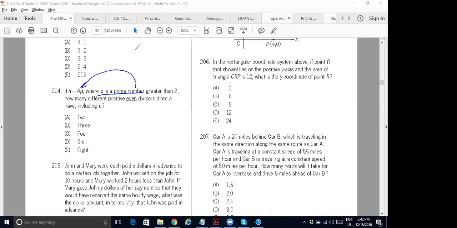Basically, if they didn't give that p is a prime number greater than 2, then there could be multiple divisors. So basically, it is the point n is equal to 4 into 3 or n is equal to 4 into 5. It doesn't matter. All of these will have the same number of even factors. You can take any prime number. So take the smallest and get your answer.